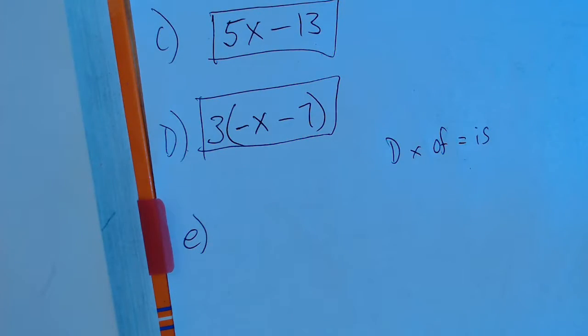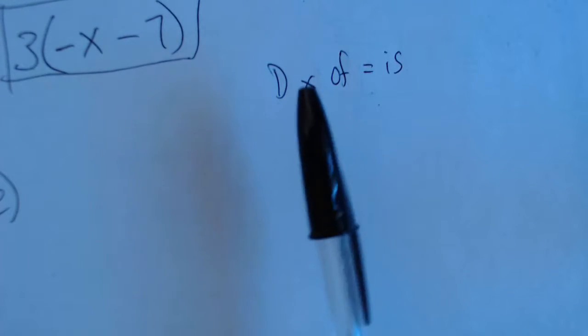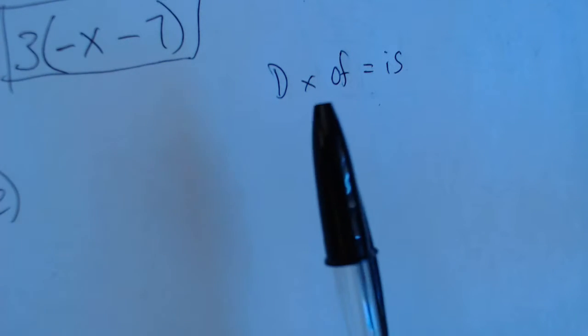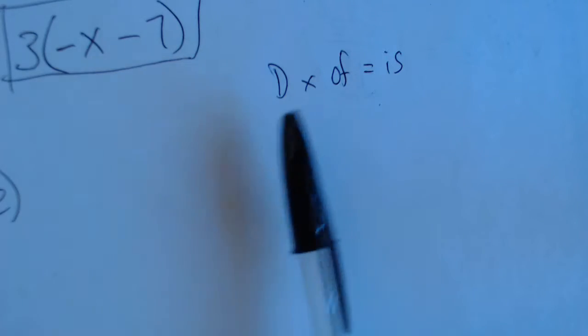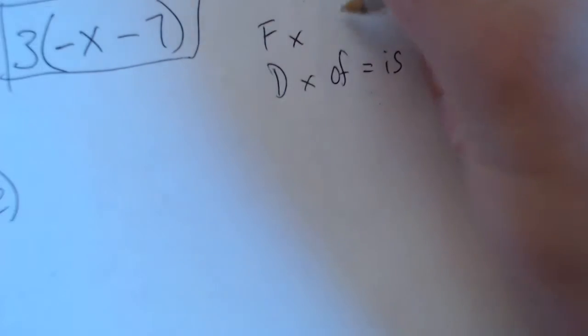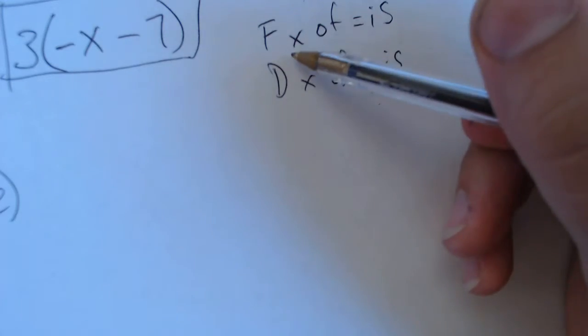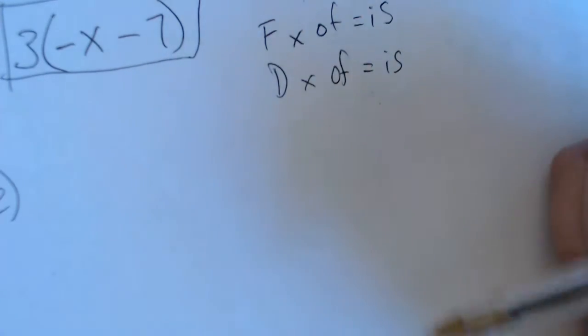Moving on to the next problems, we have to find decimal parts of a number. If you remember our equation, fraction times of equals is, we're going to take that same equation and use it with decimals. So the equation you're going to have to learn now is decimal times of equals is, which is the exact same format as fraction times of equals is. The only thing you have to remember is that this equation can be used for fractions or decimals. So let's go to our problem.